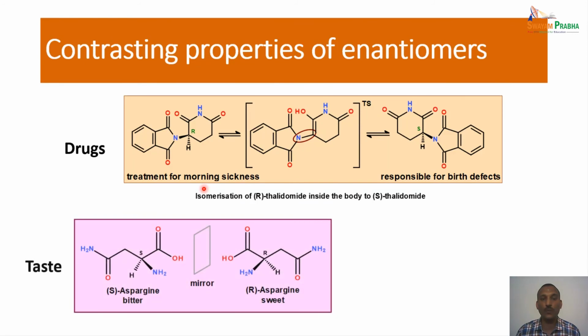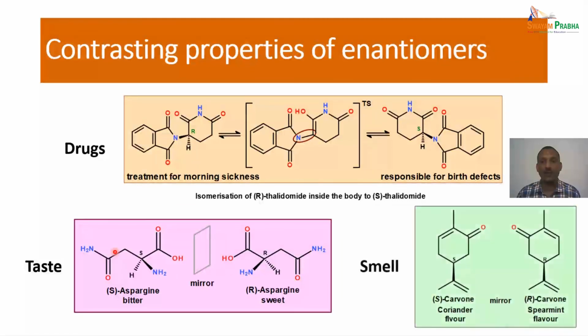That is the reason it is very important to know the particular action of a specific enantiomer when we are giving a chiral substance as a drug. And if you look at taste, the S isomer of asparagine has a very bitter taste, whereas the R asparagine has a very sweet taste. So it is also very essential to know which isomer to use.